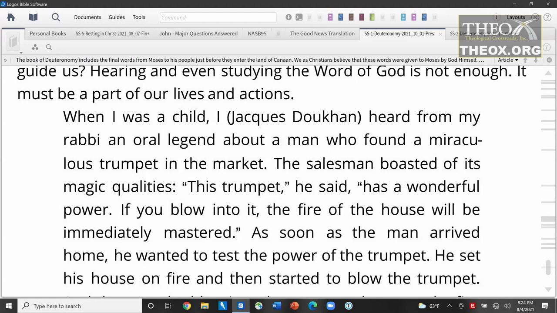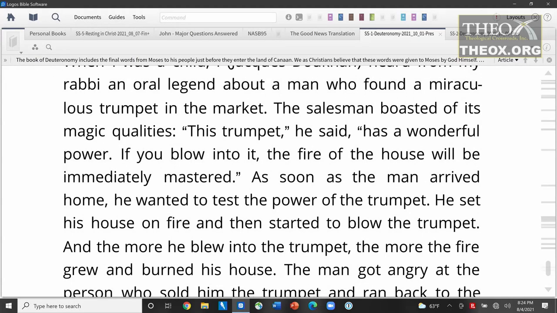When I was a child, Jacques Ducan says, I heard from my rabbi an oral legend about a man who found a miraculous trumpet in the market. And I'm going to have to drop down here a little bit so we don't run out of time. But the magic trumpet wasn't to make the fire go out. The magic trumpet was to call everyone, to help them come and put the fire out. But it was misunderstood, and the man burned his house down.